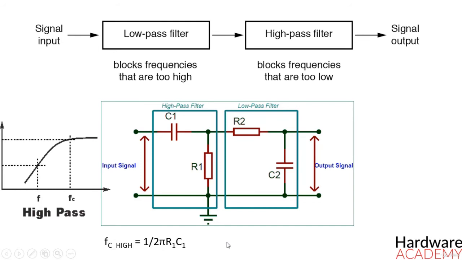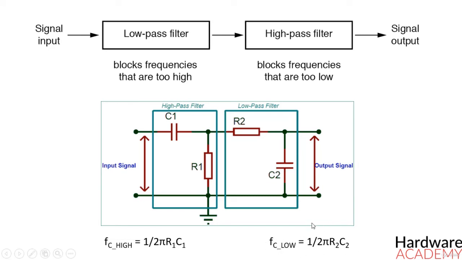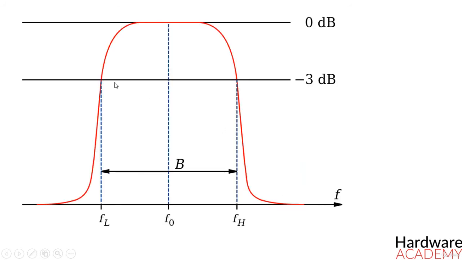The second half of the circuit is the low-pass filter circuit, which filters the high frequencies and allows only the frequency that is lower than the set low cutoff frequency. The value of the low cutoff frequency can be calculated using this formula here. By adjusting the cutoff frequencies of the high-pass and low-pass filters, we can obtain the appropriate width of the passband for the bandpass filter.